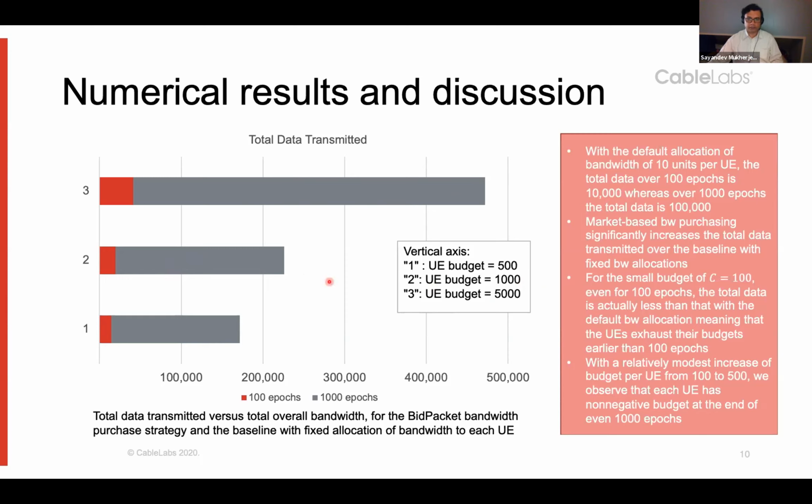So clearly there's no contest here. You can make it much, much larger. Of course, the increase in total data transmitted over the default allocation is limited only by the size of the UE budget. When the UE budget is small, when it's given only 100 units, then even over 100 epochs, the budget gets exhausted along the way, and it's not able to buy anymore. However, for these 3 budget choices we have here, 500, 1,000, or 5,000, we don't hit that limit. And that's when we see these huge gains.